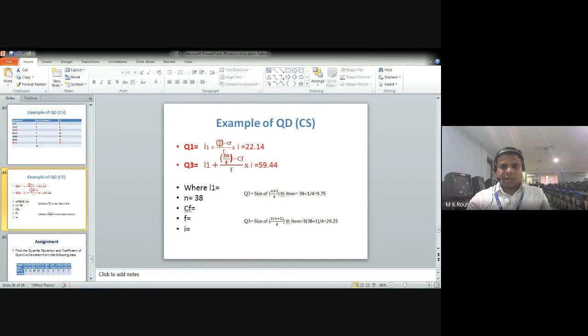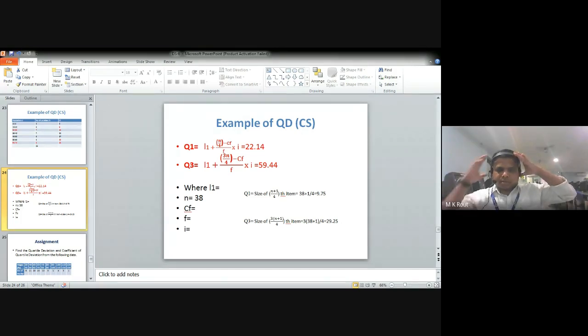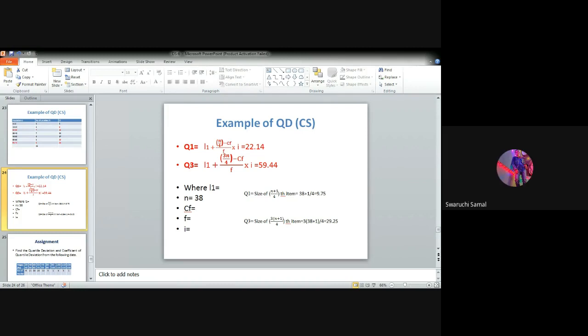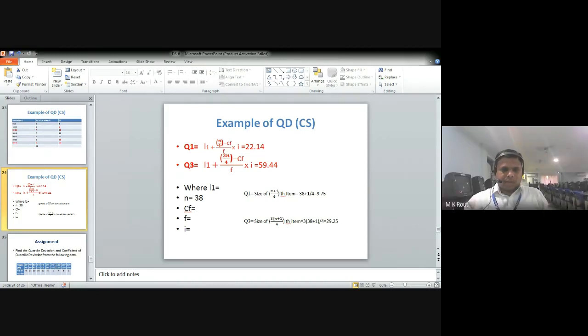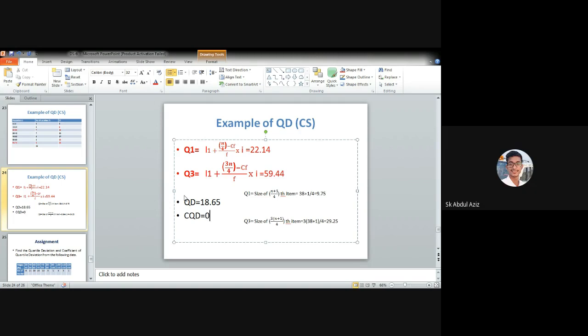Okay, people are already calculating the quartile deviation. QD is 18.65, and the coefficient of quartile deviation is 0.45. Yes, 0.45. Okay, I will write here: the quartile deviation equals 18.65, and the coefficient of quartile deviation equals 0.45.